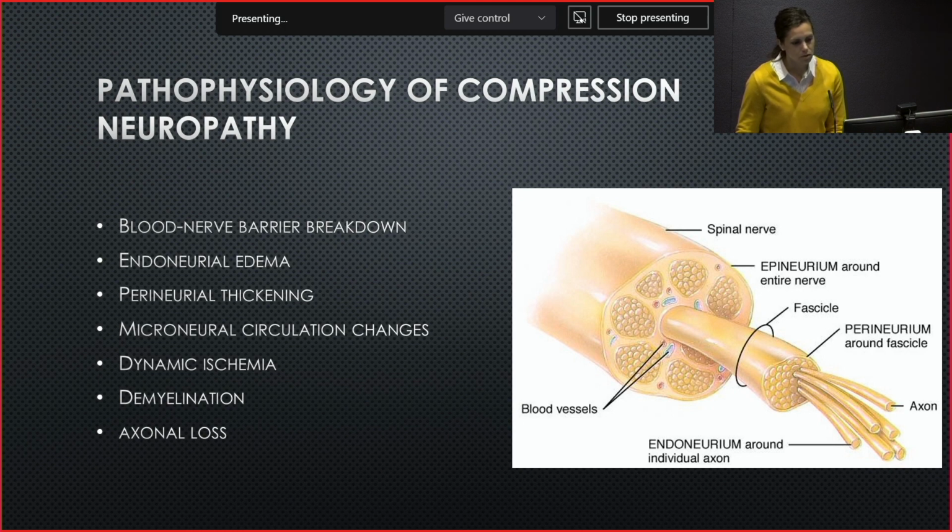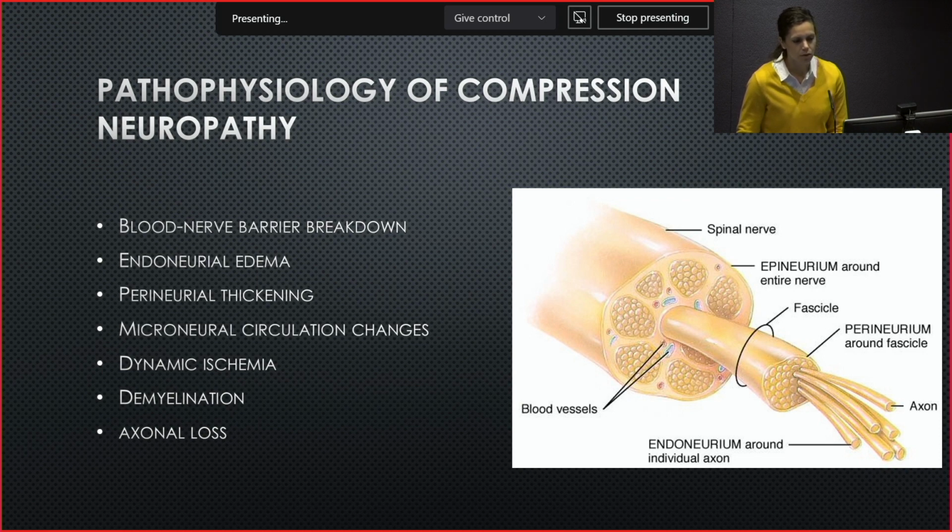This leads to local demyelination, followed by diffuse demyelination, which will result in slowed conduction velocity on electrodiagnostic studies. And then further compression will result in axonal degeneration or denervation of the nerve. And when that occurs, you'll see muscle atrophy and changes on your needle EMG.